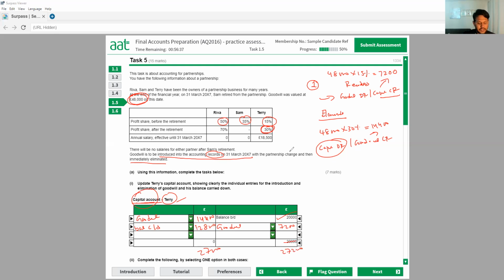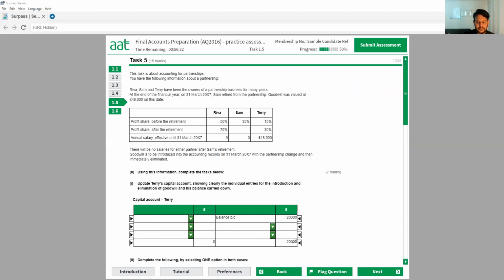All right, let's move to the next one. The next one we have here.